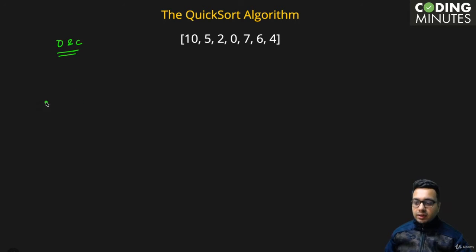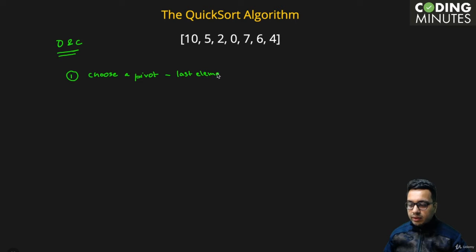In the first step, this algorithm chooses a pivot. So you have to choose a pivot point, which is a point about which you're going to divide your array. This can be either the first element, or the last element, or any random element in the array. For our example, we are just going to pick the last element of the array as the pivot always. Whatever the array is given to us, we will pick the last element as the pivot element.